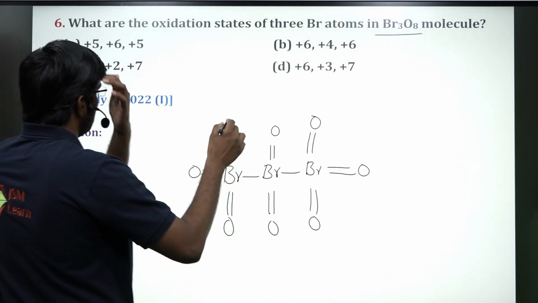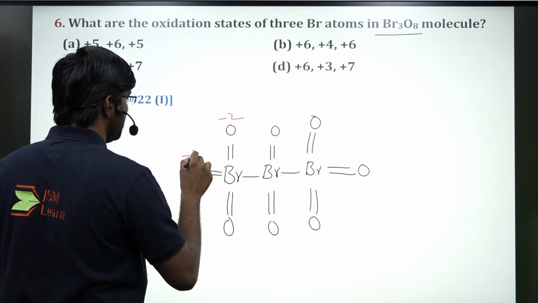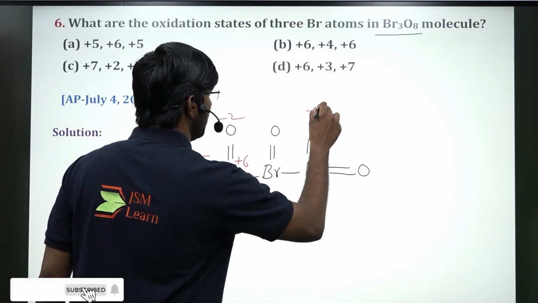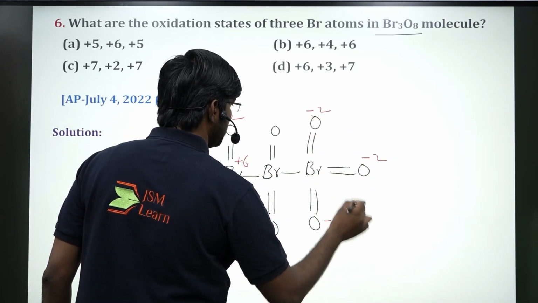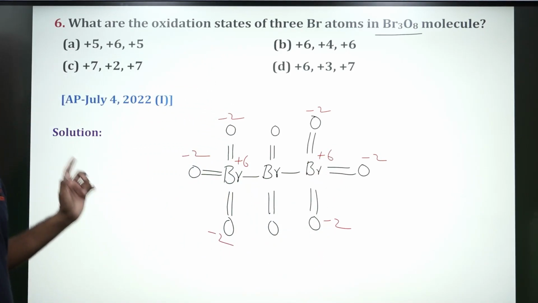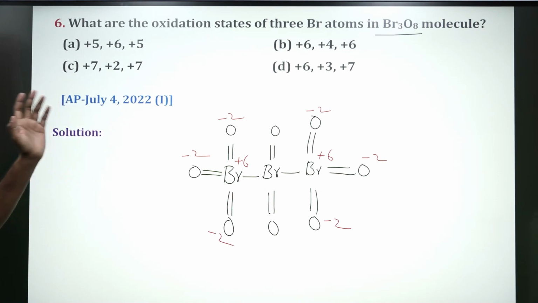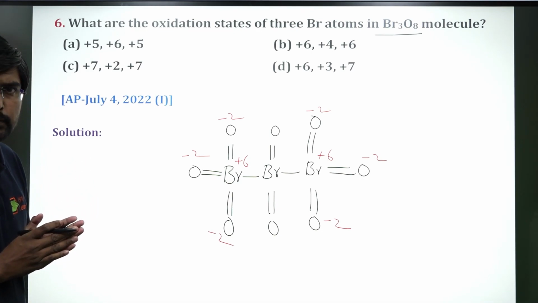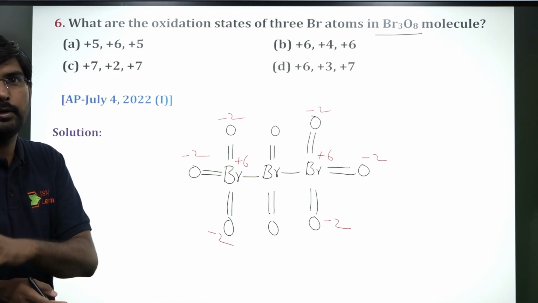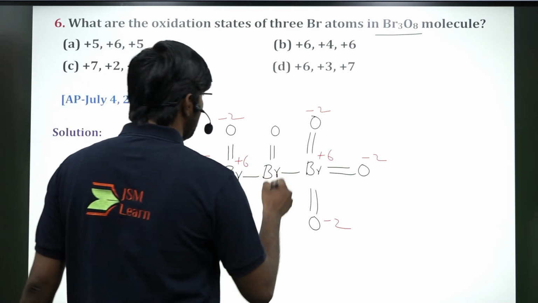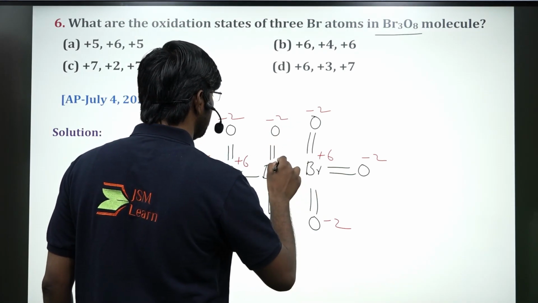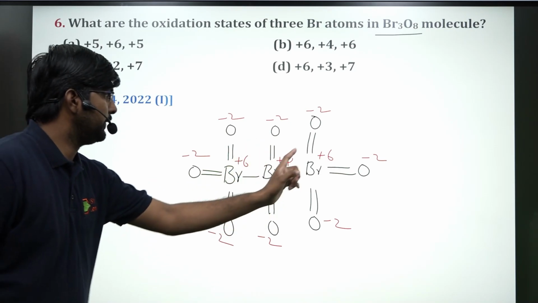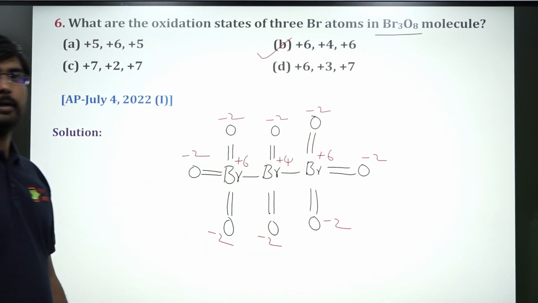Now oxygen carries -2 charge. So this bromine is in +6 oxidation state. Similarly, here also -2, -2, -2, +6. I have explained all these molecules in one video, which are very, very important molecules. Mostly in any entrance exam, from those molecules only we get the questions. So if you are interested, please go through that video. I will give the link in the description. So here -2, -2. So this bromine has +4 oxidation state. So +6, +4, +6. So option B is the correct answer.